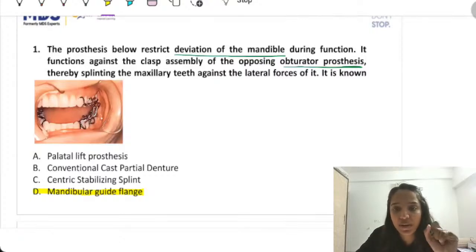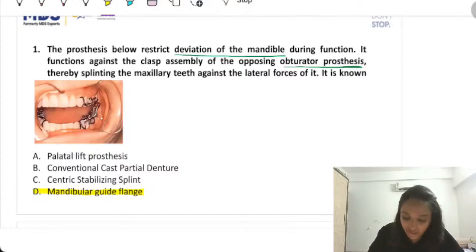Now, I'll quickly first come to how to deduce this answer. They are already saying that there is an obturator prosthesis with the patient. So option A cannot be correct because we know palatal lift prosthesis is the prosthesis of the maxilla. Centric stabilizing splint does not look anything like this because it will be covering the occlusal surfaces of the teeth. The confusion will always arise between options B and D. From the description, with a little understanding, you can figure out that this is a prosthesis trying to guide the mandible and prevent deviation. That is how you can deduce the answer, guide flange prosthesis.